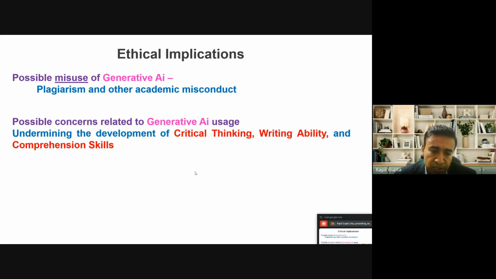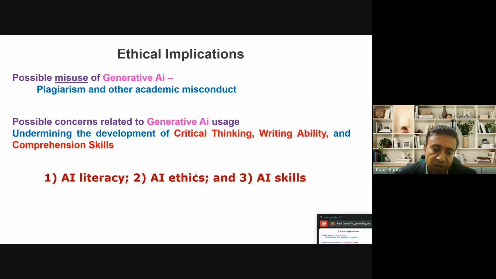So what is the solution? The solution is you should be AI literate. Number one thing, you should know the AI ethics, the rules, regulations, and policies of governments as well as your institution, and you should be skilled in AI to avoid that.